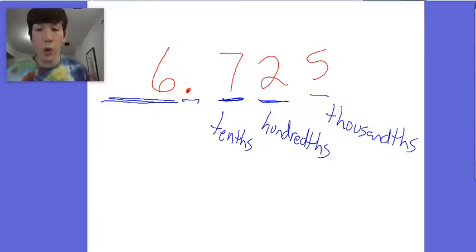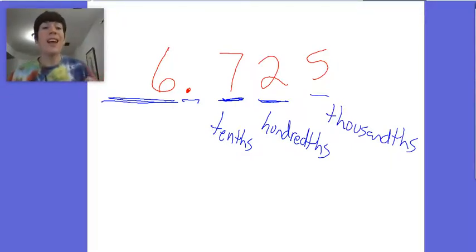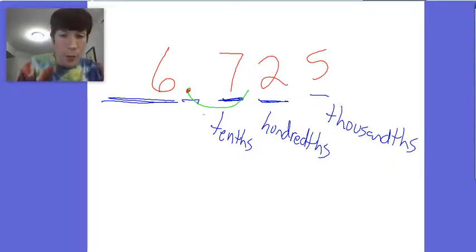Now, one cool thing about decimals is that we can really easily multiply and divide decimals by tens, hundreds, and thousands. One way we can do that is if we want to multiply a decimal by 10, because every place value is 10 times bigger than the one before it, all we have to do is move the decimal once to the right. And that would be the same as multiplying by 10.